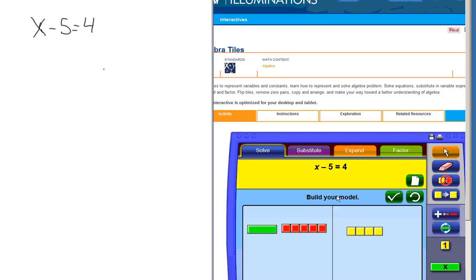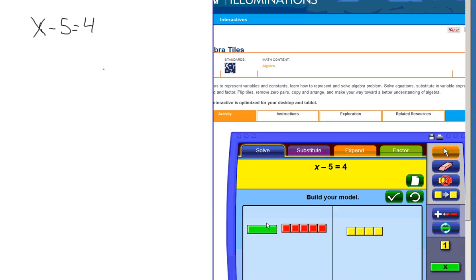If we look at it, if we had x be 9, we would get 9 minus 5 over here on the left is going to equal 4, and that would be the solution to our equation. So it's kind of easy to see that x would be 9. Now the thing is, we want to know how to solve for this.